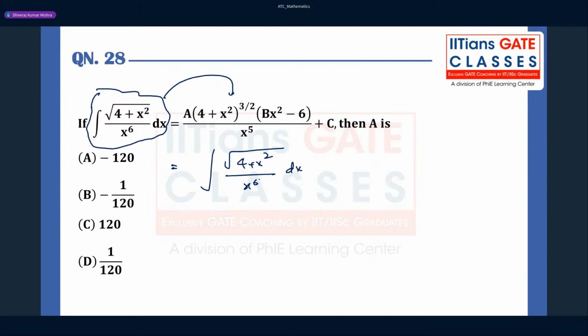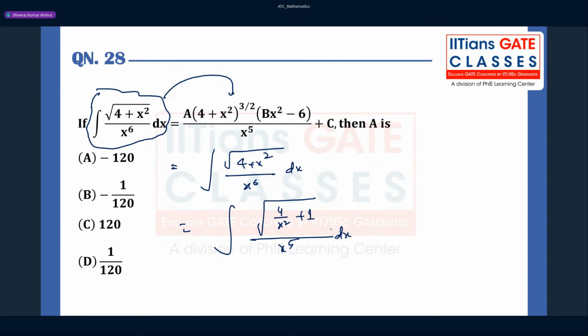Now what you can do is take x square out. If you take x square out, one x will be cancelled from here. So it will become 4 by x square plus 1, right? And here you will get x to the power 5 dx. Fine. I think this is clear now.